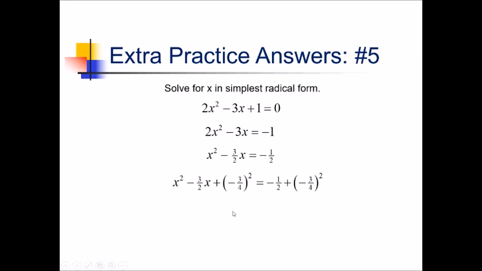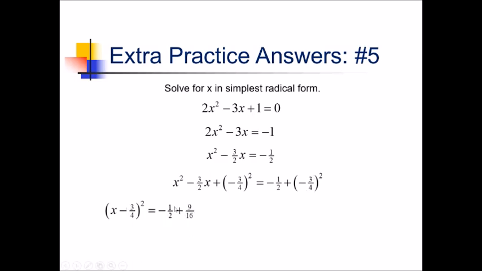And now what I've done is complete the square on the left side. So I can actually factor the left side into x minus 3/4 whole thing squared. And on the right side, I'm just going to simplify this a little bit. So this is negative 1/2 plus, squaring this gives me 9/16.